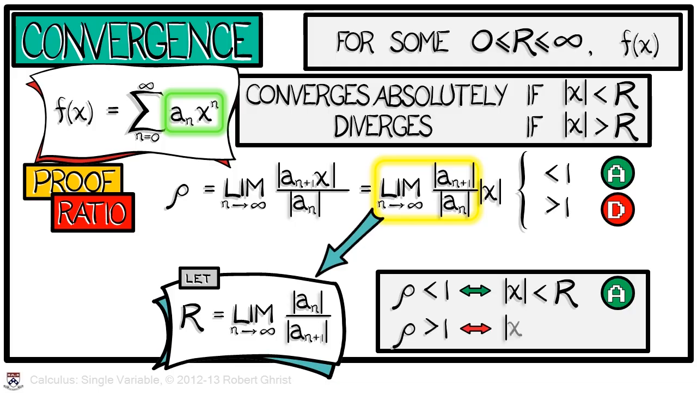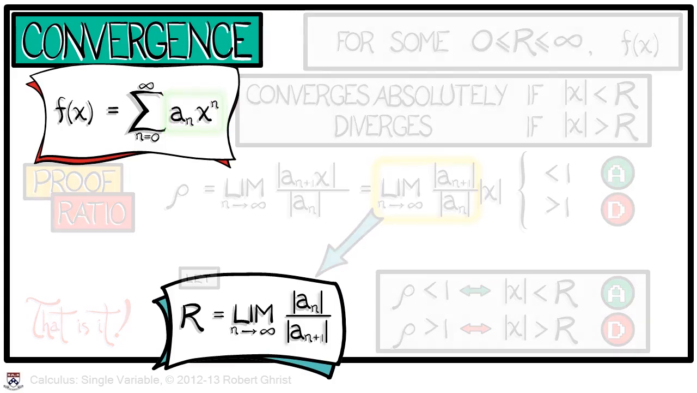That means we have absolute convergence. When rho is bigger than 1, that's the same thing as saying x is greater than R in absolute value, and that means divergence. So what matters is this radius of convergence, capital R, the limit as n goes to infinity of absolute a sub n over a sub n plus 1. Be sure to remember that, and be sure to remember that it's the nth term over the n plus first term, not the other way.